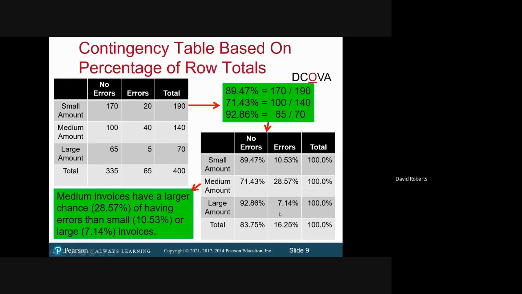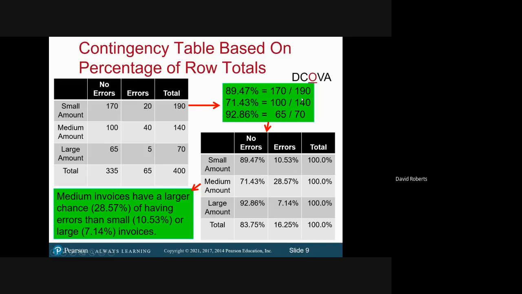So in this particular case, you also look at it as a percentage of, in this case, the row. So within the small invoices, 89% have no errors, and just over 10% do. So you break it down by row. You're going to take the no errors for, say, small, and divide it by the total of that row rather than the total of all of the invoices. So you can see that they took 170 divided by 190, and then they would have taken, you can do it one of two ways.